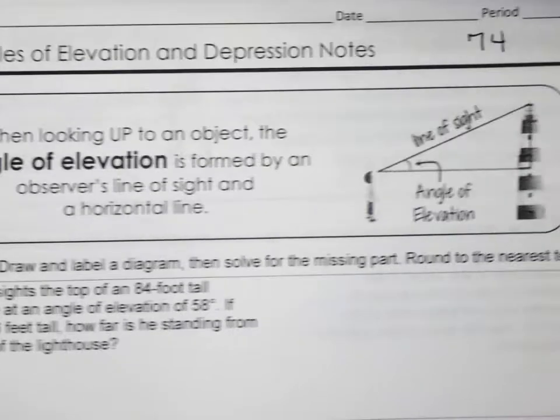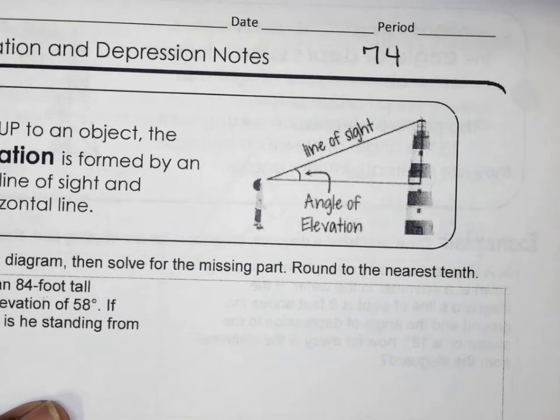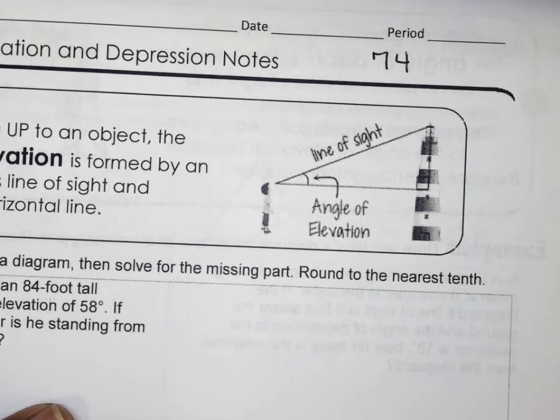Out to the side here they show you an example of what an angle of elevation would look like. The angle of elevation is formed by your line of sight to what you're looking at, and also your horizontal sight line, excuse me, I said that wrong. Those two lines will create your angle of elevation of whatever you're looking at, or whatever anything is looking at. It doesn't have to necessarily be a person.